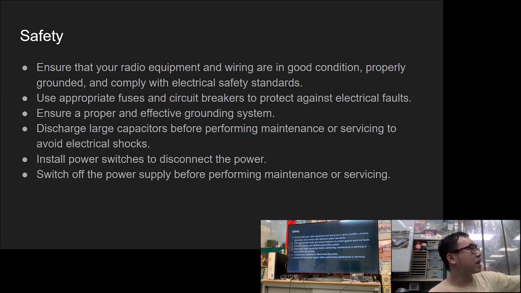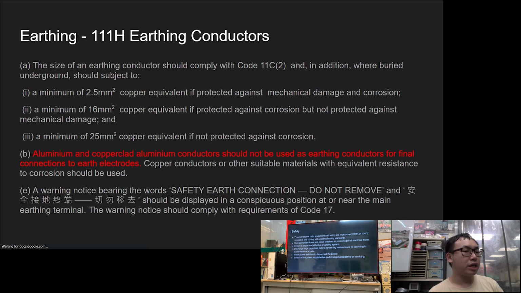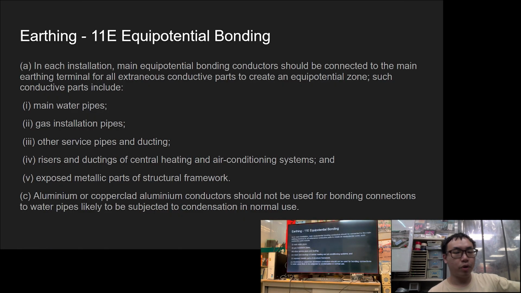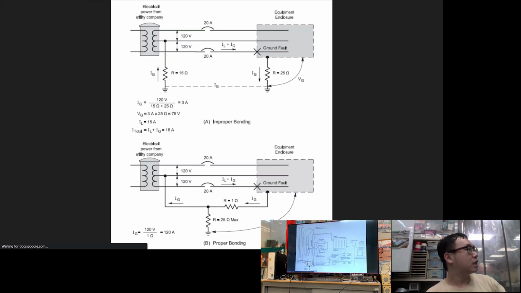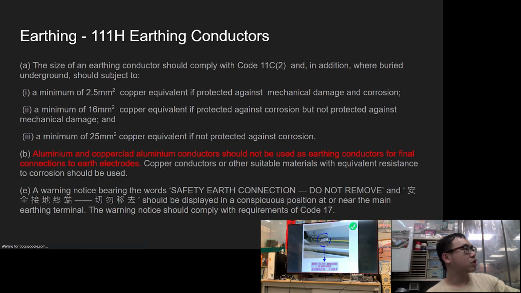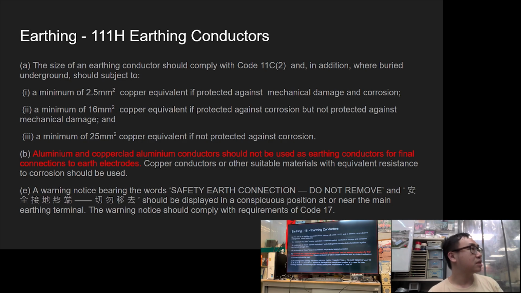Use appropriate fuses. I've just explained how fuses and circuit breakers are used. You have to use the same rating to prevent any faults. Have a proper and effective grounding system. Build an equal potential bonding to spread the electricity across. Use copper as the earthing ground.